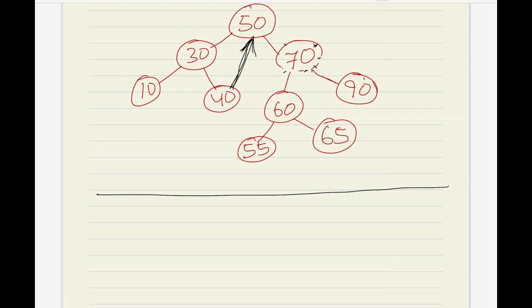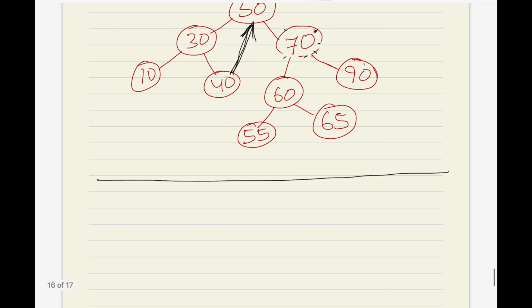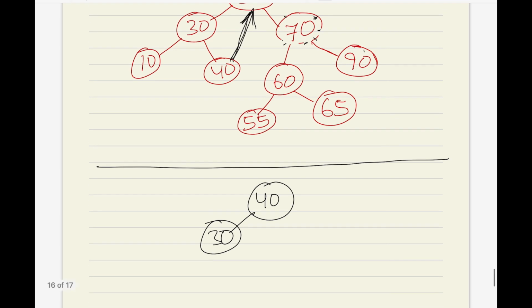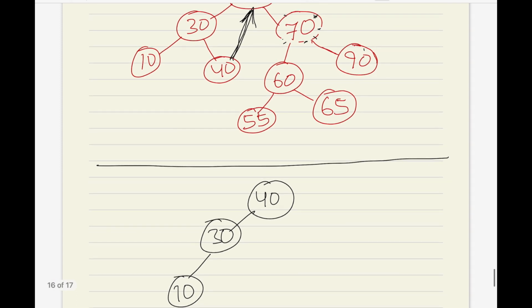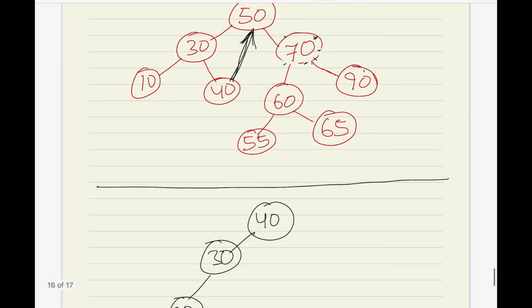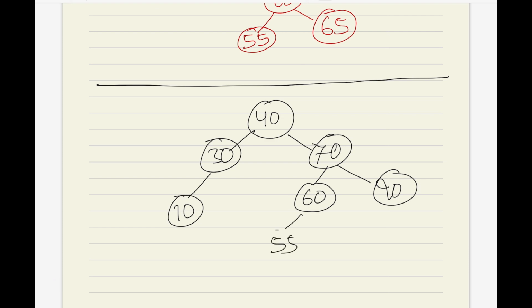Okay. So, now just replace 50 with 40. So, the new tree will be like this: 40, then 30, then 10. This 40 was previously deleted from its original position. Then we are writing 70, 60, 90, 55 and 65.